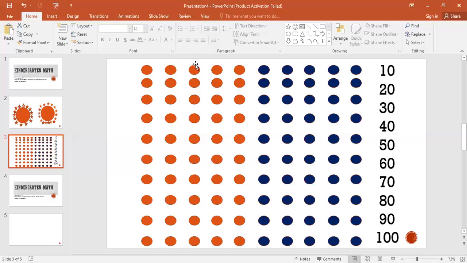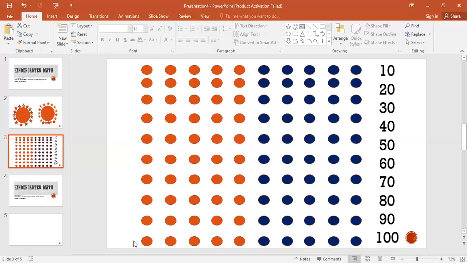So we have 1 10, 2 10, 3 10, 4 10, 5 10, 6 10, 7 groups of 10, 8 10, 9 10, 10 10, or 100. Go ahead and count with me by tens to 100. 10, 20, 30, 40, 50, 60, 70, 80, 90, 100.